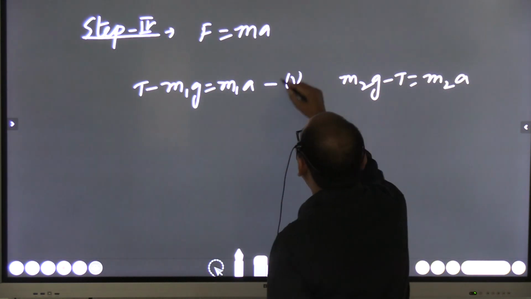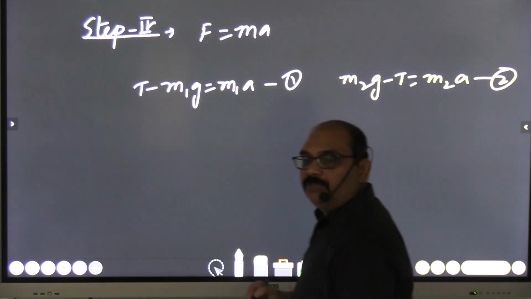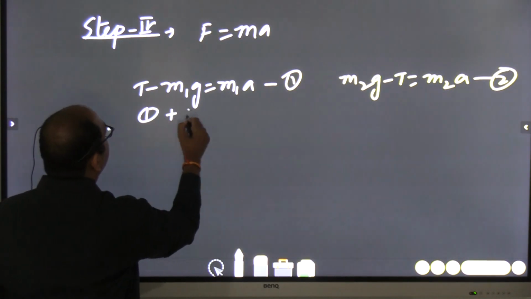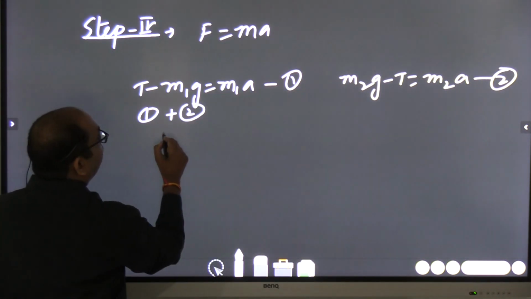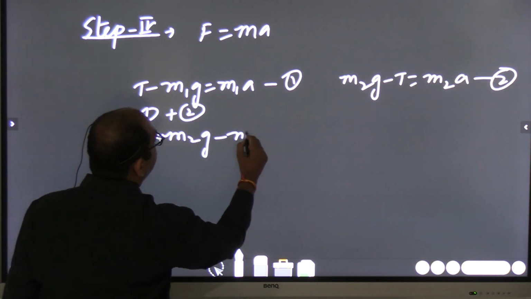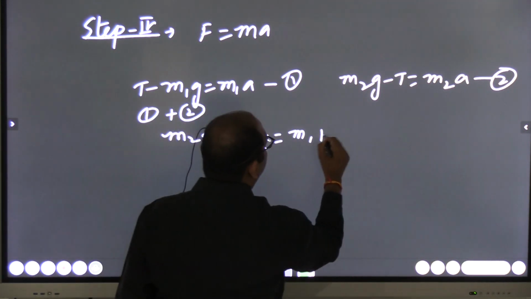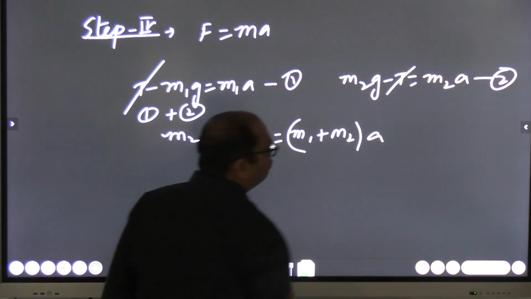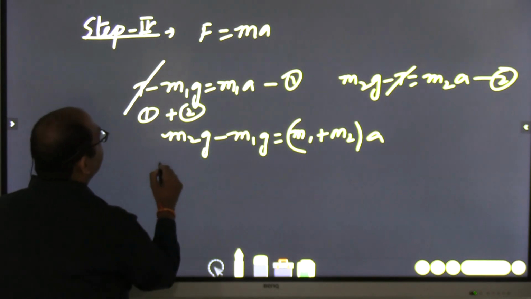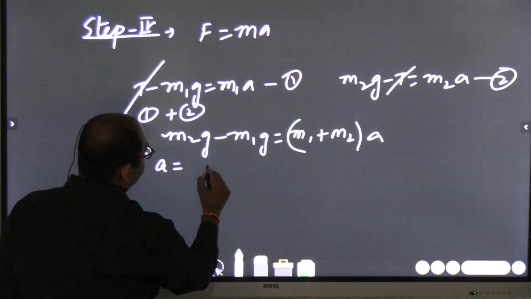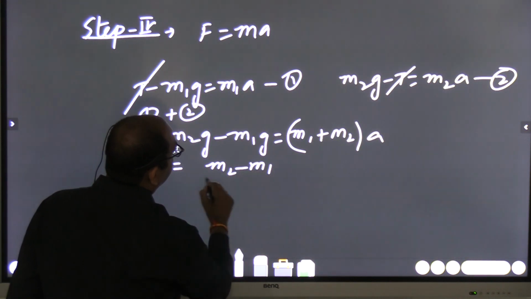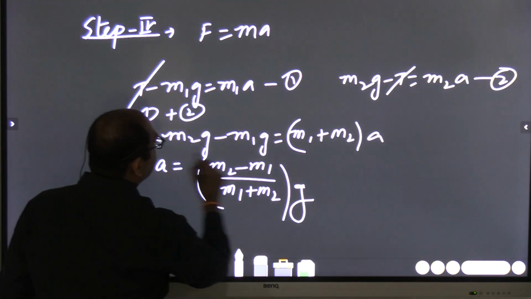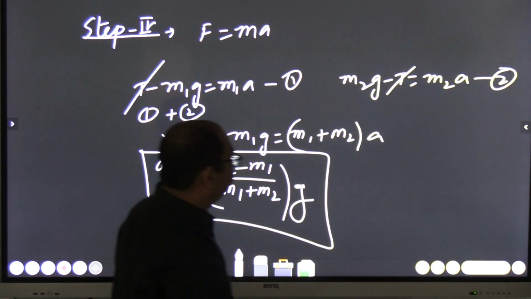There are two equations, equation number 1 and equation number 2. To get tension and acceleration, let us add the equations. So by adding equations 1 and 2, T will be cancelled out, and you will get M2G minus M1G is equal to M1 plus M2 into A. By adding, this T and this minus T cancel out, and the acceleration of the body will be M2 minus M1 upon M1 plus M2 into G. This is the acceleration of the block, the first part of the question.